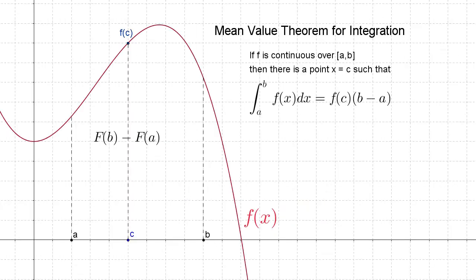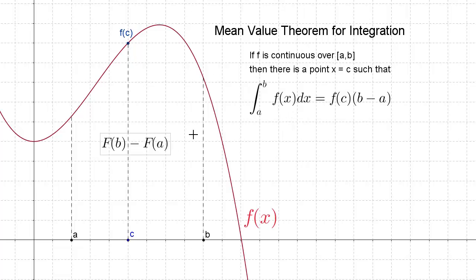So let's talk about the mean value theorem for integration, which is going to actually give us the average value over a changing function like this f of x. And it requires, of course, that the function be continuous over an interval from a to b. And if that's true, there must be a point, we'll call it x equals c, somewhere on that interval where that's the actual mean value over the interval.